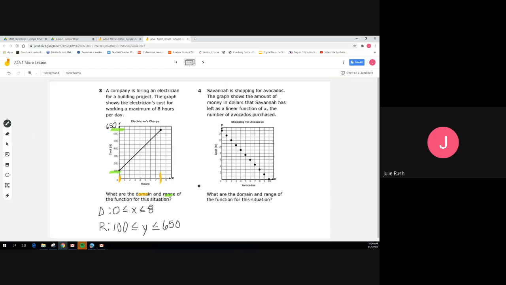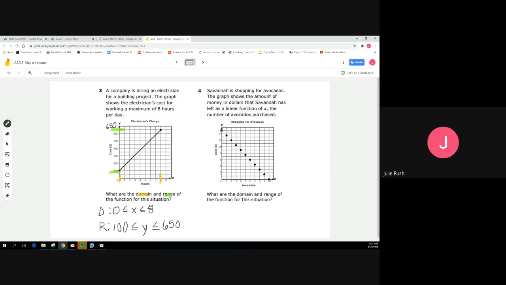Savannah is shopping for avocados. The graph shows the amount of money in dollars that Savannah has left as a linear function of x, the number of avocados purchased. Notice that our data is in dots because it's discrete, because we're not buying half avocados at the store. You're buying individual avocados. And so my domain is not going to be written as an inequality statement.